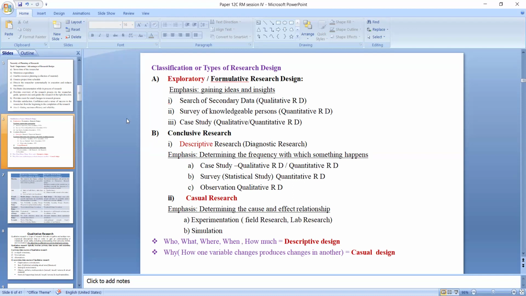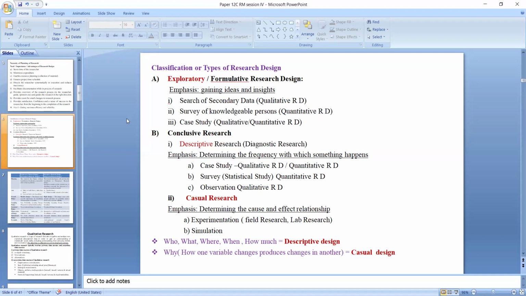When you do the study of only Infosys or any other company, your sample company is only one, where you do survey method also, interview also, observation also. When the unit is one, it is called a case study. So it can be qualitative, it can be quantitative. So this was exploratory research.